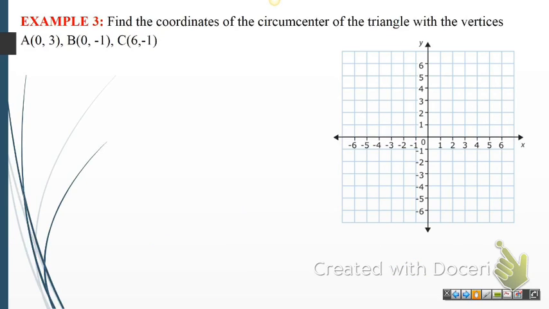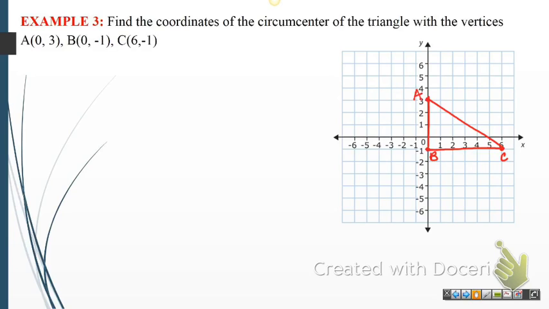All right, let's take a look at one in the coordinate plane. It says, find the coordinates of the circumcenter of the triangle with the following vertices. So I'm going to plot my points, A, B, and C. There's my triangle. And remember, I need to find the perpendicular bisector.